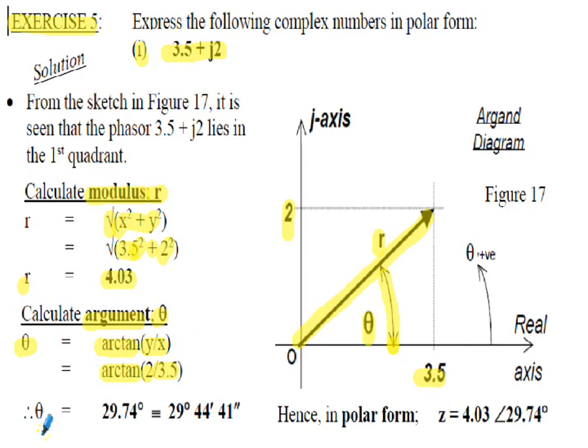From your calculators, that gives you an argument of 29.74 degrees, and it's been converted here into degrees, minutes and seconds. That's a button push on your calculator should you want to do that. Hence, in polar form, the Cartesian complex number of 3.5 plus j2 can be written as z is equal to 4.03 argument 29.74 degrees.